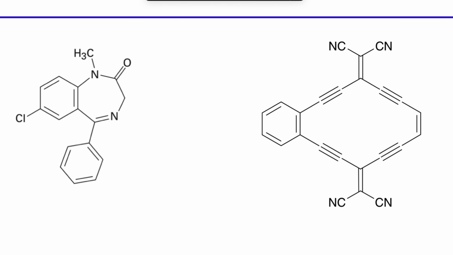Next one, same procedure. First I am finding the number of pi bonds, 1, 2, 3, 4, 5, 6, 7, 8, and 8 pi bonds here. This is the first ring, 1, 2, 3, so 8 plus 3, that is 11.